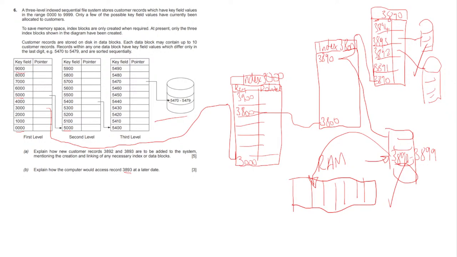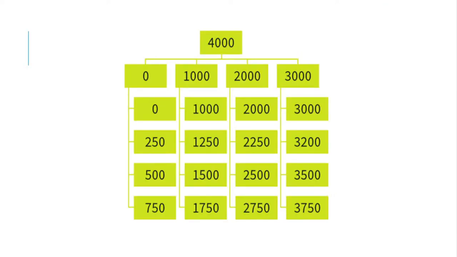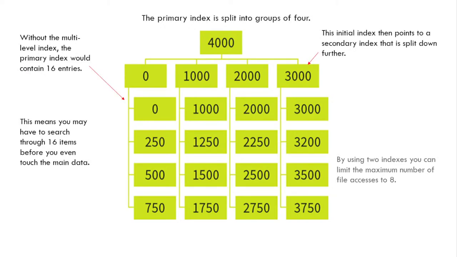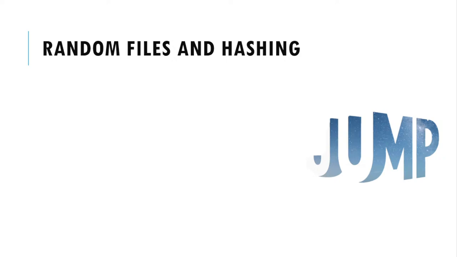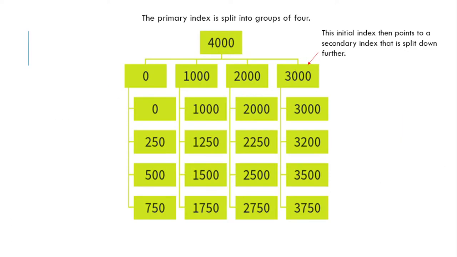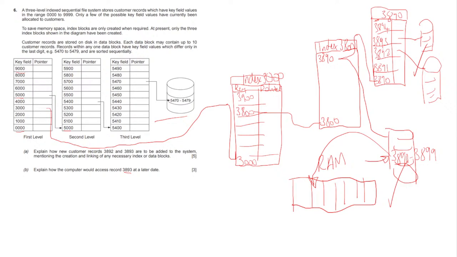Okay, so moving on. In 2.4, that just explains what we've just been through with our multi-level index. Disadvantages of multi-level indexes, I'll just go back for a second. You see all them tables there?